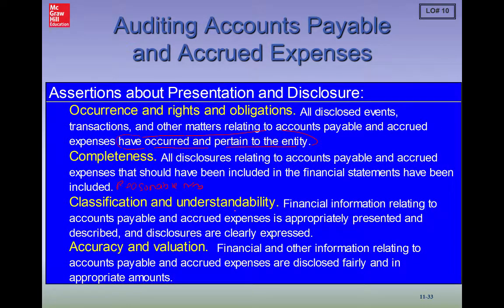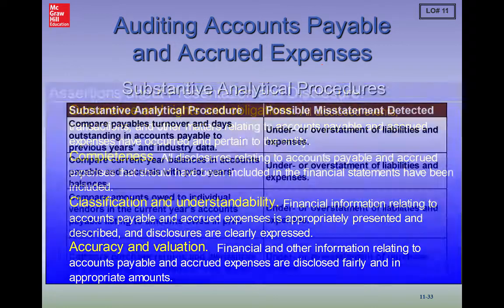Then we're talking about classification and understandability, and in this we're looking at financial information that relates to AP and accrued expenses that is presented, it's disclosed, and is clearly expressed. And lastly, as we relate to accuracy and valuation, we just want to make sure that all the information around AP and accrued expenses is correct in the proper amounts, fairly disclosed, so that an informed person can make a decision on the financial statements.